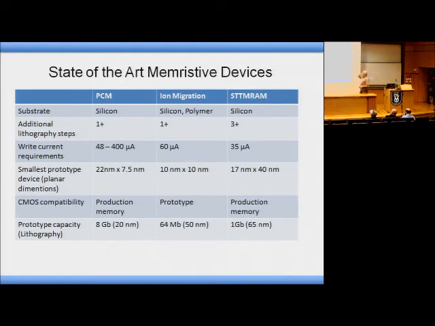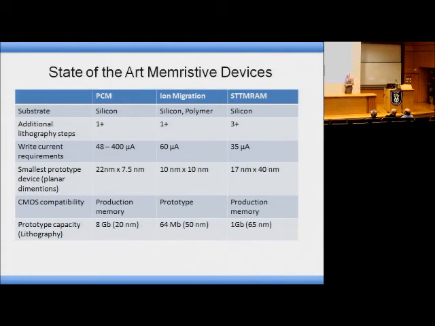So just to summarize, some of the classic technologies, the substrates are different. We use the polymer sometimes, ion integration. It requires additional mask steps. So STT requires an additional 3+ mask steps. The write currents are lower. People have actually built some of these structures, so they're shown here. These are in production, and these are some of the numbers.